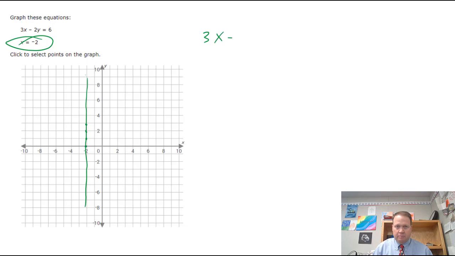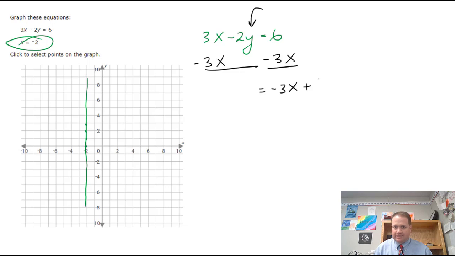3x minus 2y equals 6, because we've got to get this on the graph correctly. So let's isolate the y. We're going to get y by itself. Let's take away the 3x, and let's show our steps. So we've got -3x plus 6, and over on this side, it's still the minus 2y. The last thing we've got to do is divide everything by -2, and that will allow us to get the graph done correctly.